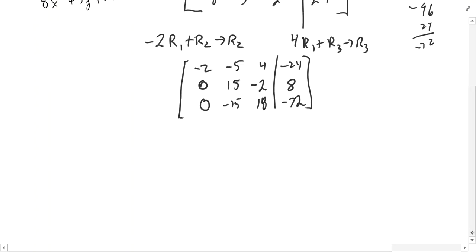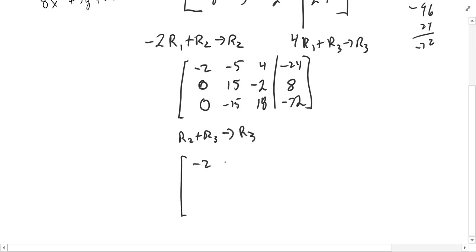All right, so the first column is all fixed up the way I want it with the negative 2, and then everything else is 0. I want to get zeros now where the negative 5 is and where the negative 15 is. The negative 15 might be the easiest if I take just row 2 plus row 3, and I want a 0 down here in the bottom row. So I'm going to put that into the row 3 spot.